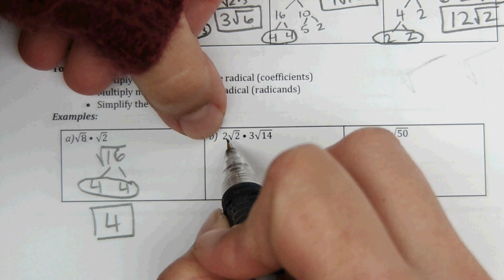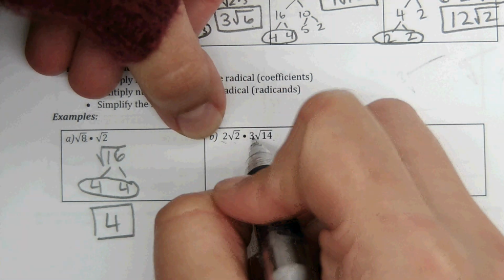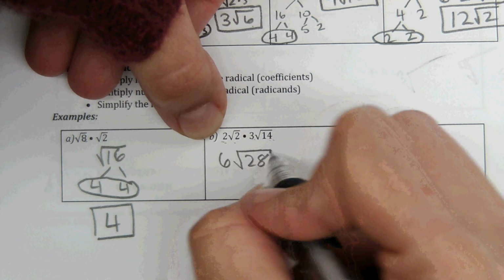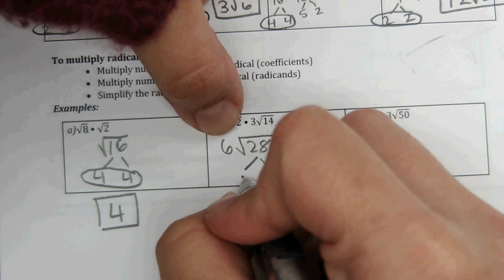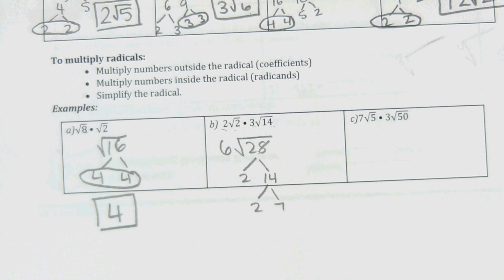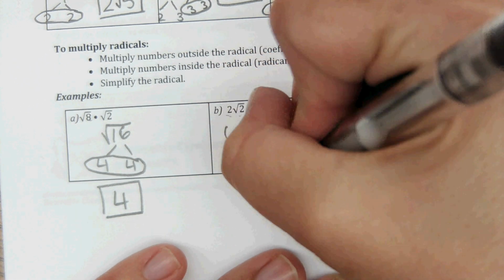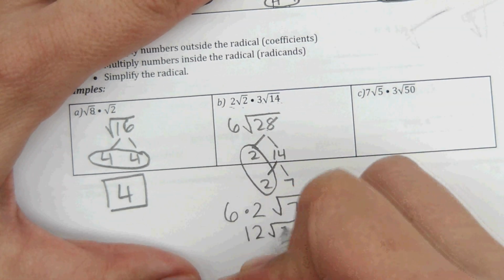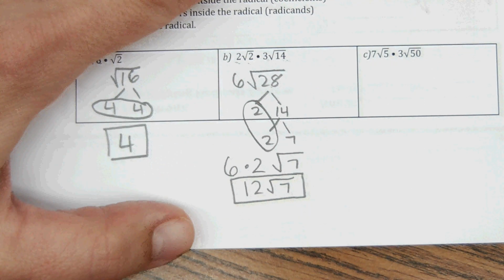Okay, so for this one, you can multiply the coefficients with the coefficients and the radicals with the radicals. So like 2 times 3 would be 6. And then square root of 2 times square root of 14, that'd be square root of 28. And then to simplify this, just break it up into factors 2, 14, 2, 7. And then we have 2 2s, so you can do 6 times 2, and then a 7 is just left inside.